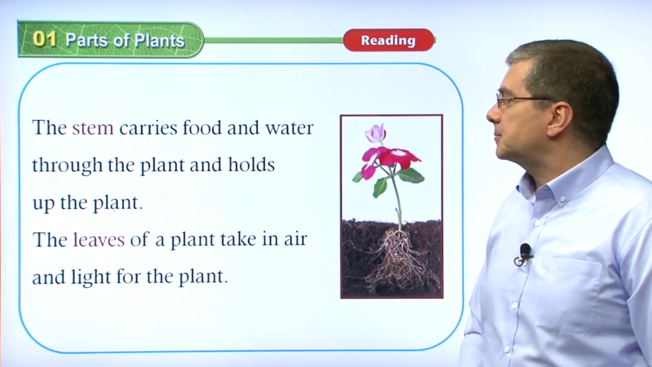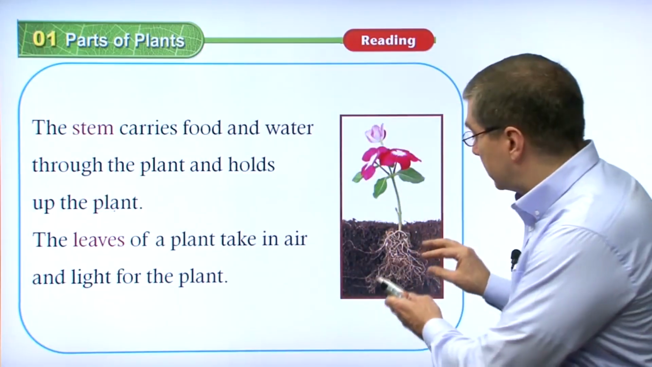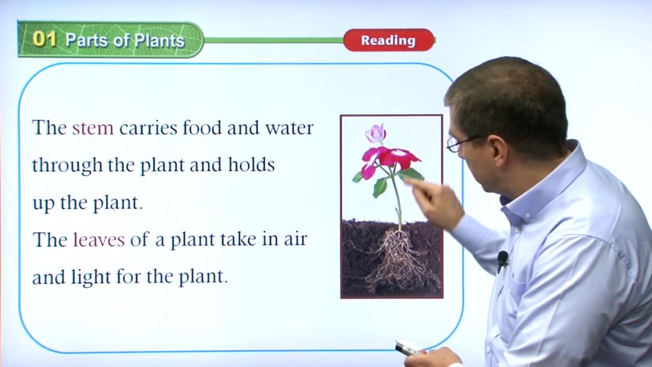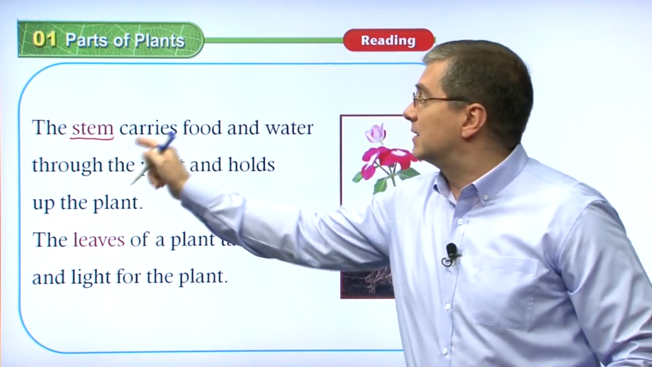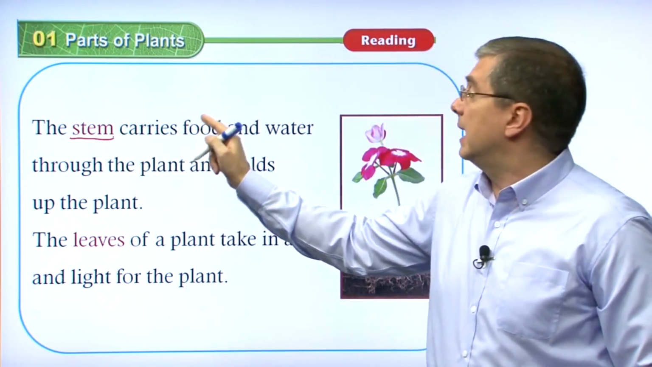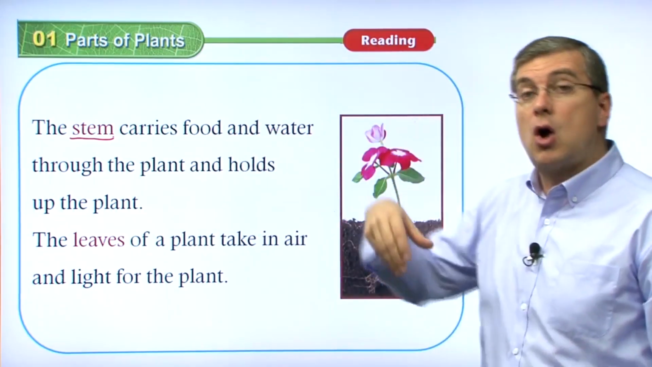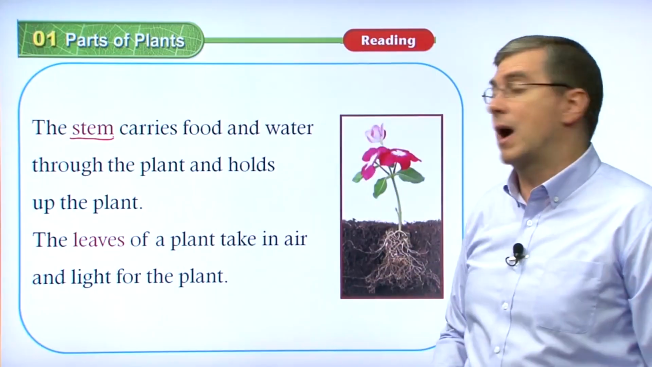Let's continue. The next thing, we're moving up, right? Our organizational style is from the bottom to the top. So the next point is this part, right? And this part, of course, is the stem. The stem, what does it do? It carries food and water through the plant, and it also holds up the plant. It holds up the plant above the ground.